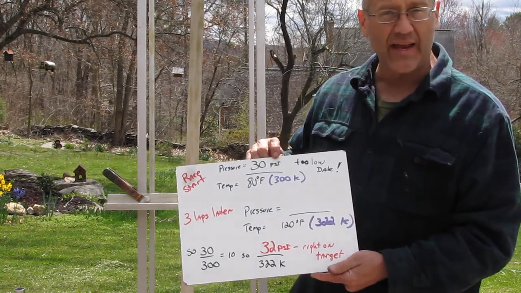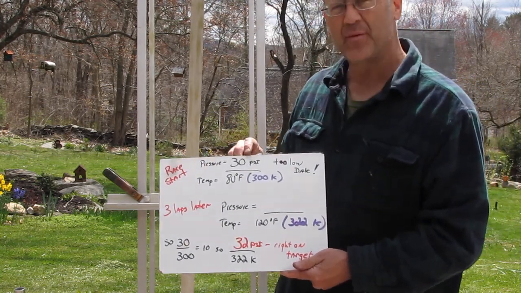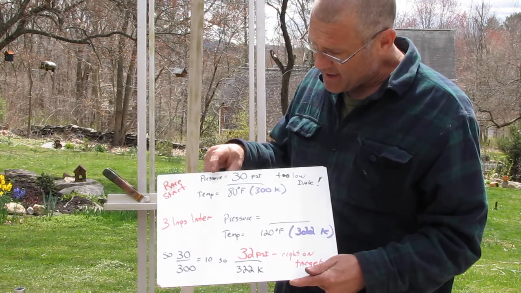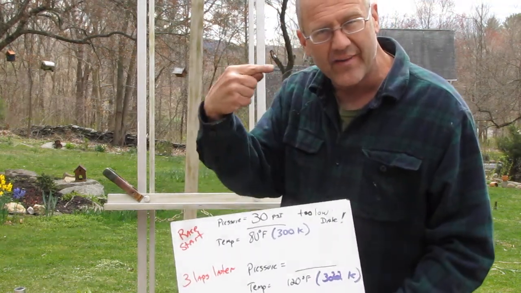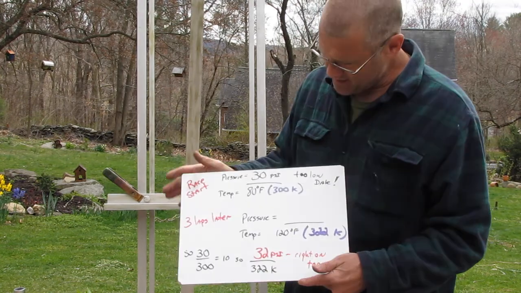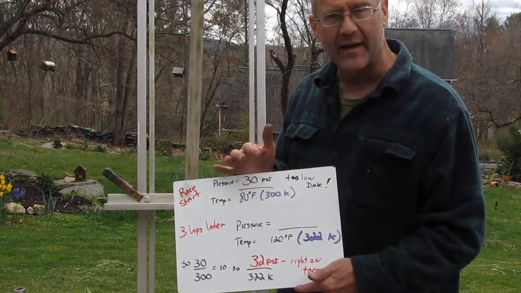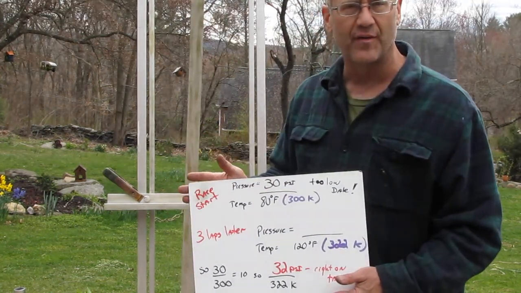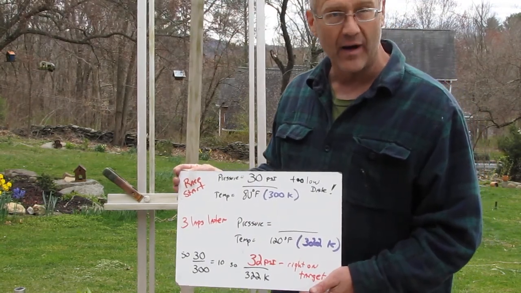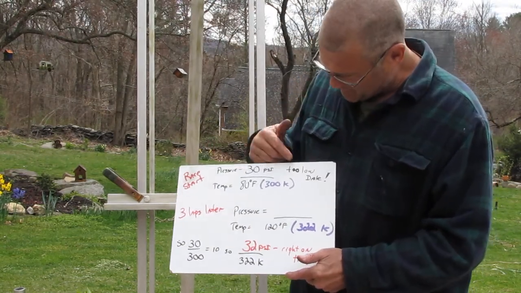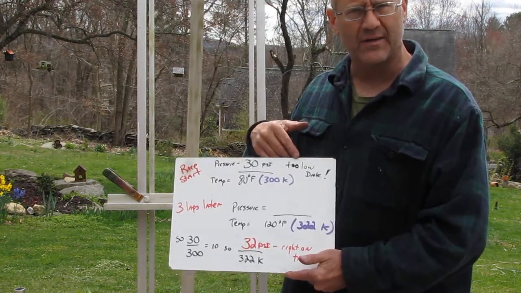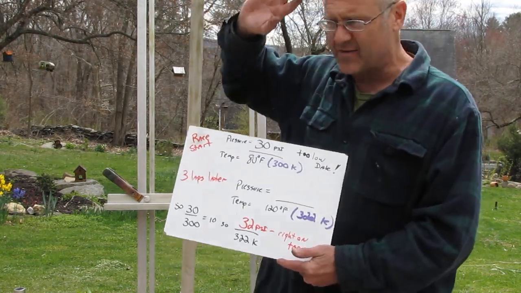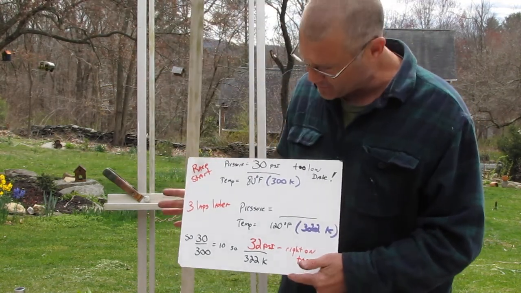Pressure, notice I use the English unit, PSI, 30 PSI, that's a little low for tires. Temperature, 80 degrees Fahrenheit. I've converted that into 300 Kelvin because we have to use Kelvin when we do math for our gas law. So somebody says, Dale, pressure's too low in the tires. And this driver, he just forgets it, he's going to start the race anyway.